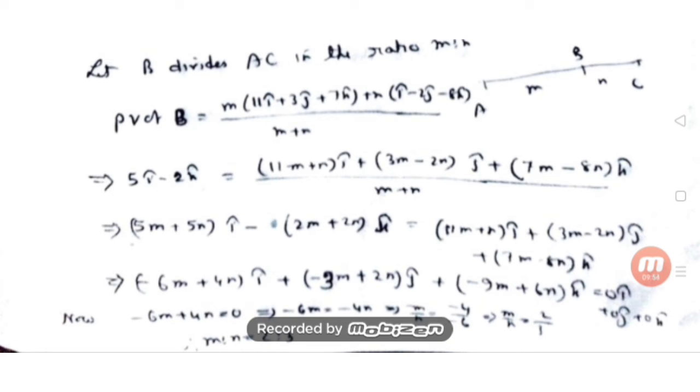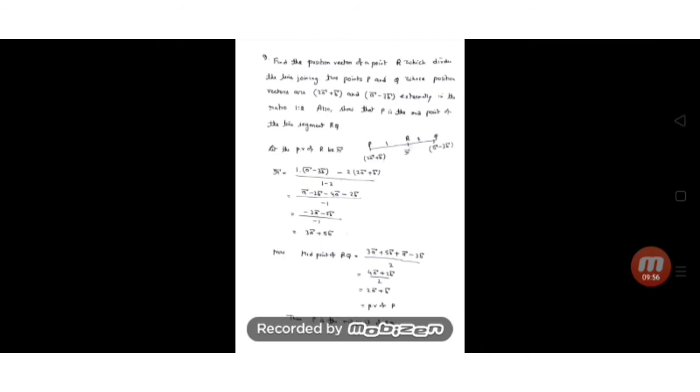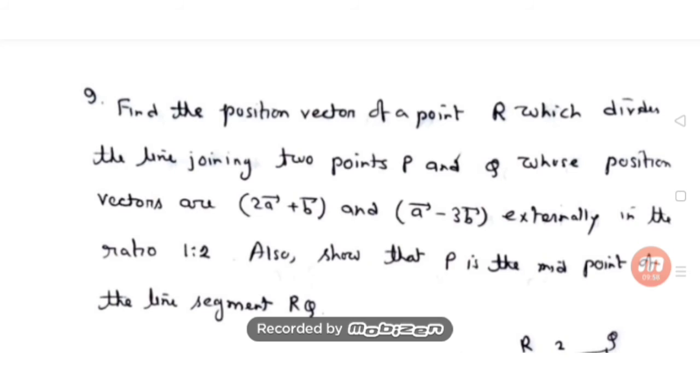So you can do it yourself, hope. Okay. Now I go to the next question, number 9. This type of question also we had done earlier. Find the position vector of R which divides the line joining the points P and Q with position vectors this and this. This is the position vector of P and this one is the position vector of Q. You have to get the position vector of R which divides externally in the ratio 1:2.